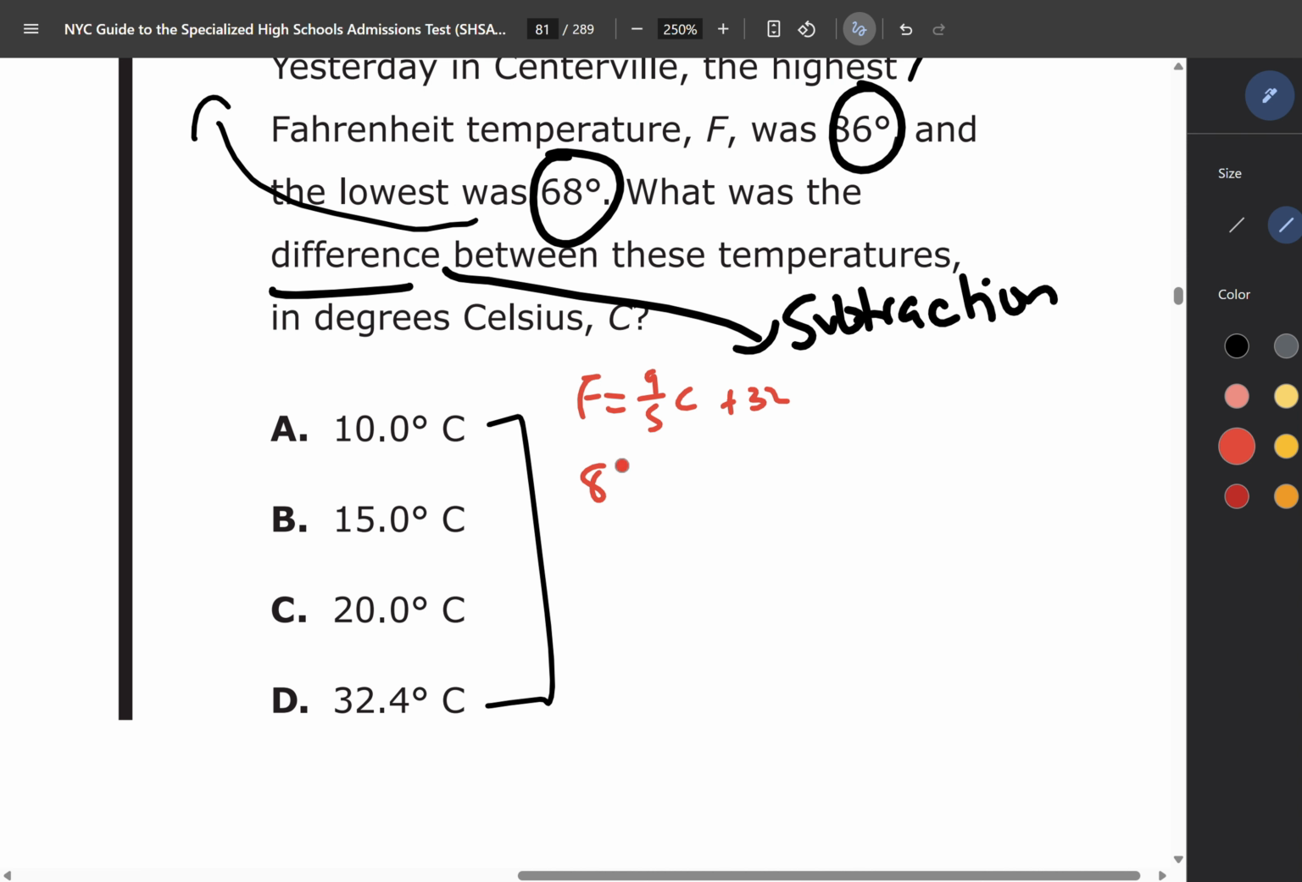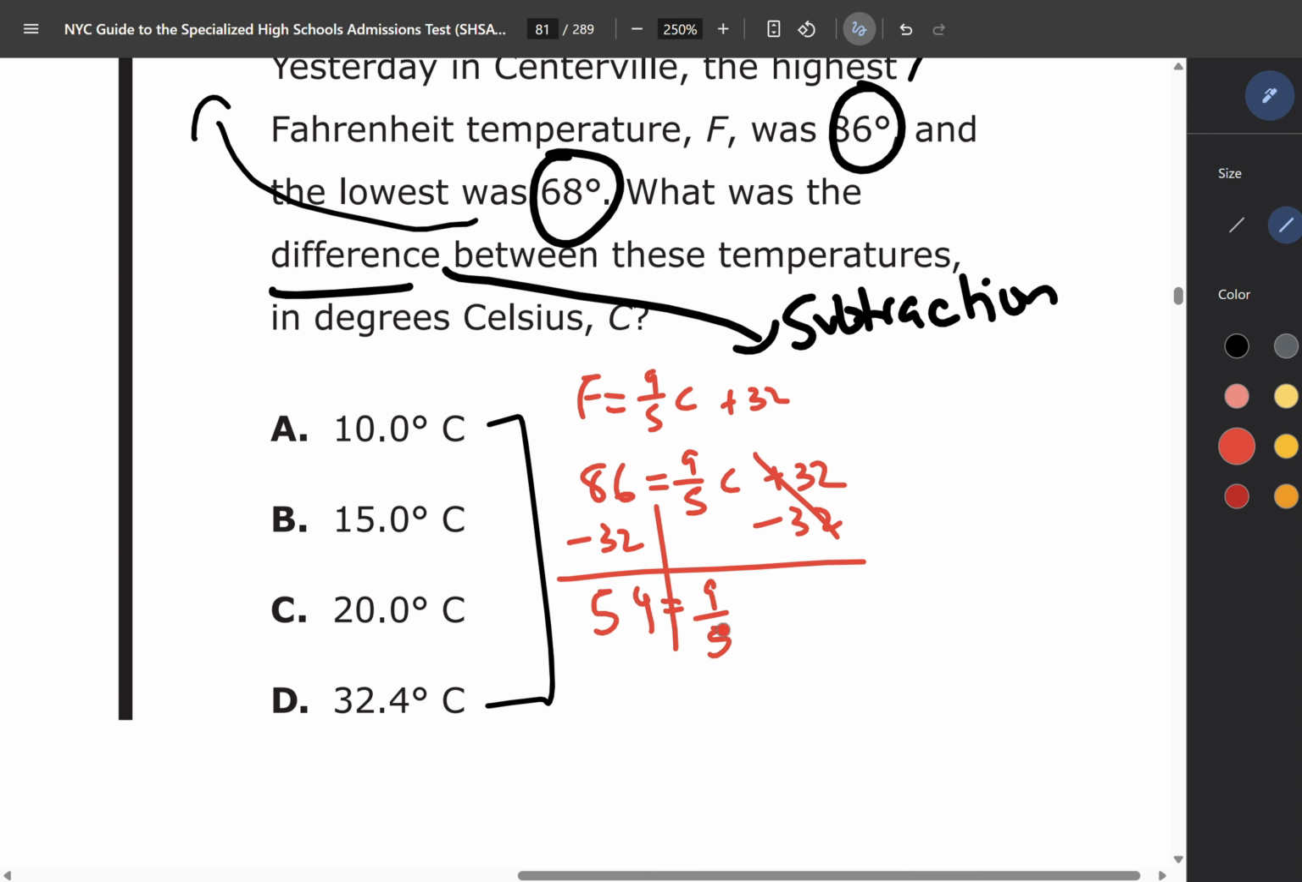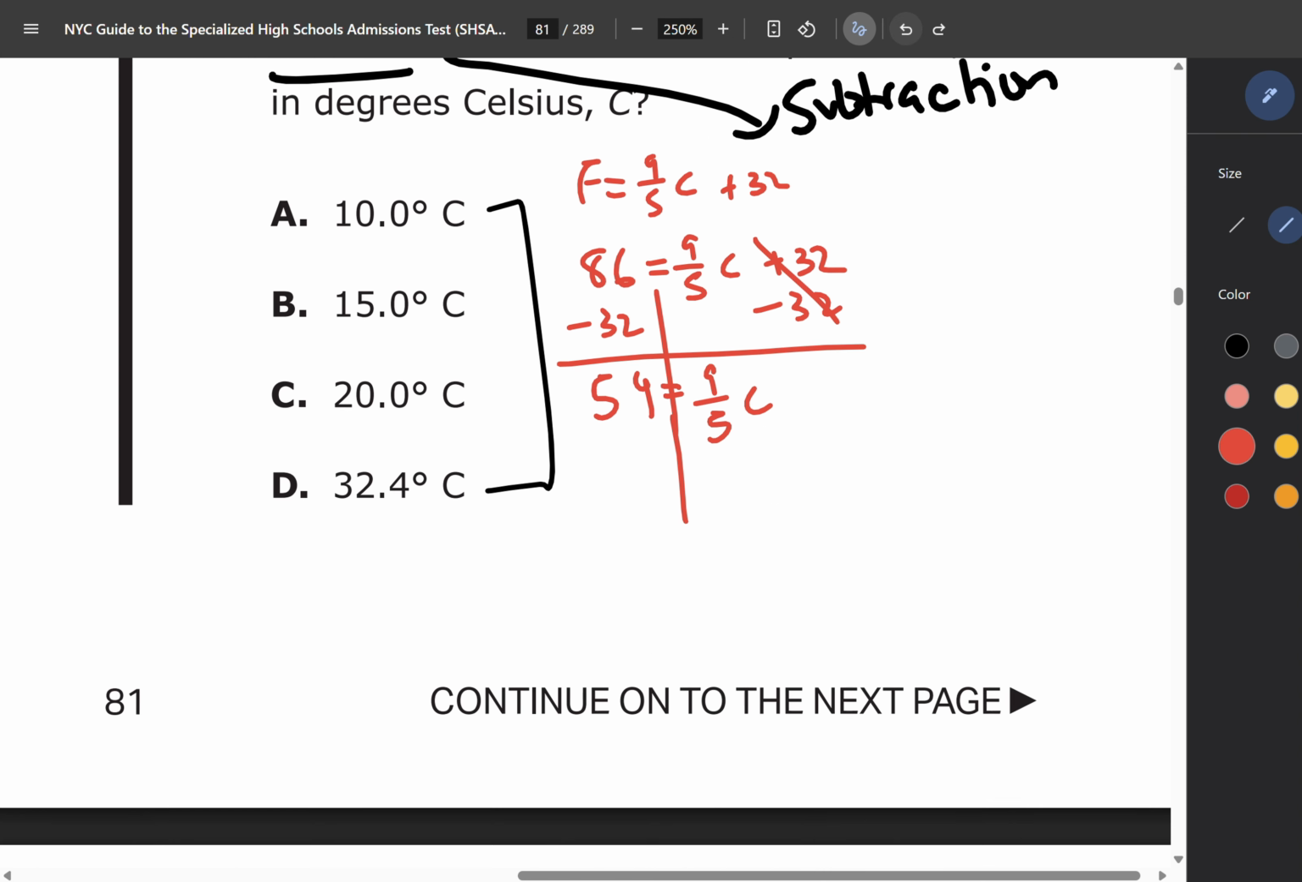So first we have 86 degrees. We're going to plug it into the problem, and we're going to solve algebraically. This is something you want to practice because the test does ask you for this quite a bit. So we have 86 minus 32 is 54, is equal to 9 over 5 C. And now we're going to divide by 9 over 5, so we have C just on the right side. And that just means multiply by 5 over 9.